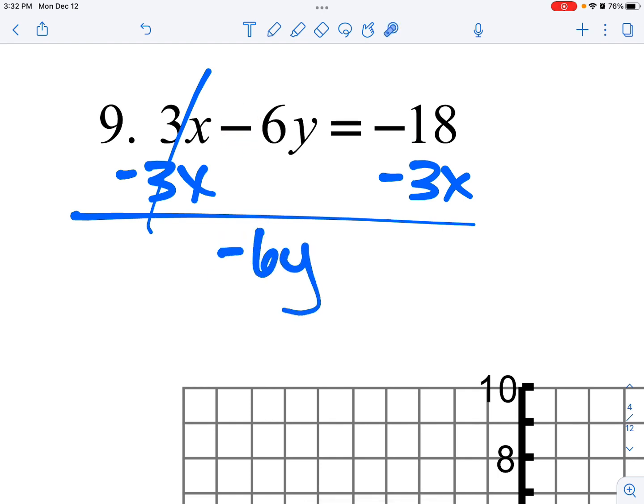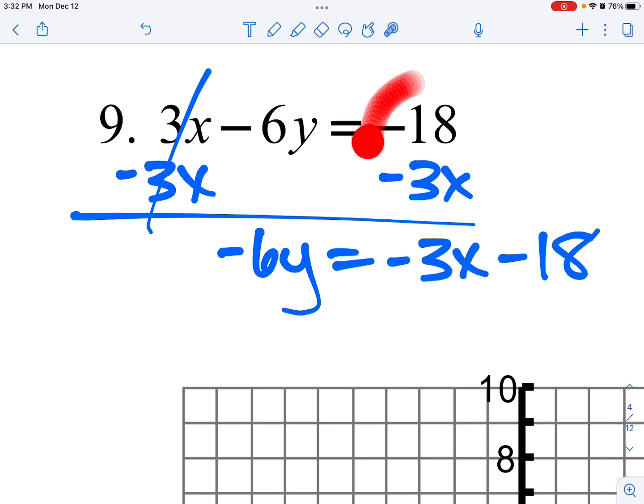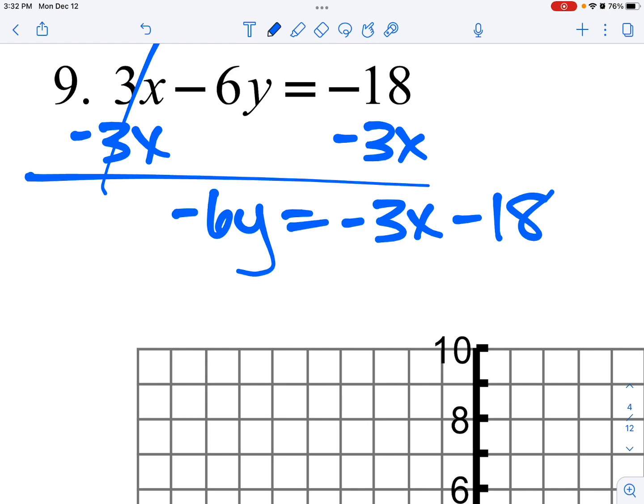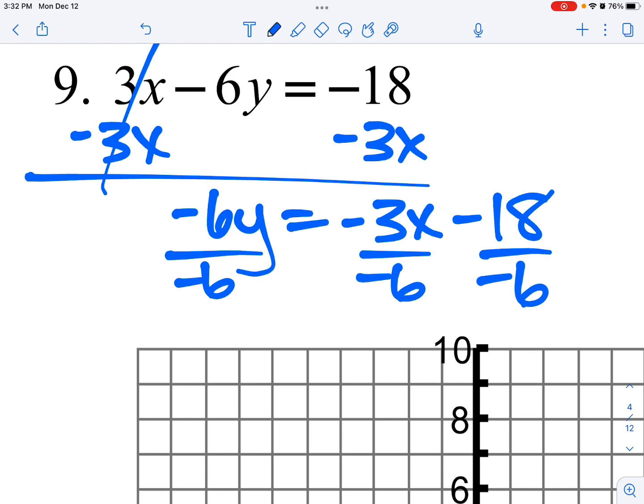It's still there. Equals, and this is a whole number and this is an x, so I can't combine those. So I just have to write both of them. I'm going to write -3x minus 18. You cannot combine those together. This has an x. This has a whole number. So they're not like terms. But next what I'm going to do is divide both sides by -6. Everything gets divided by -6.